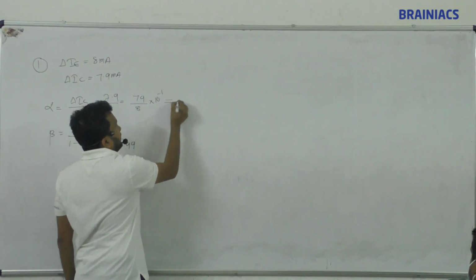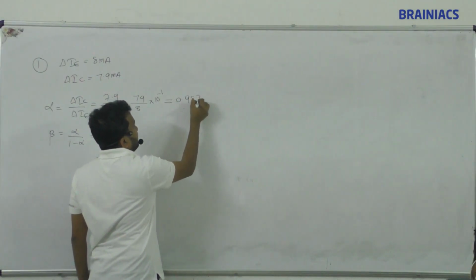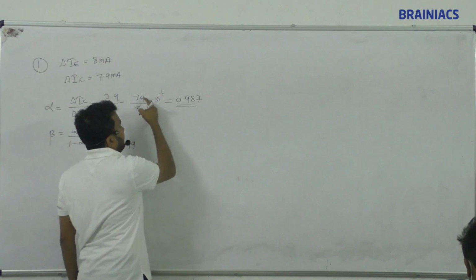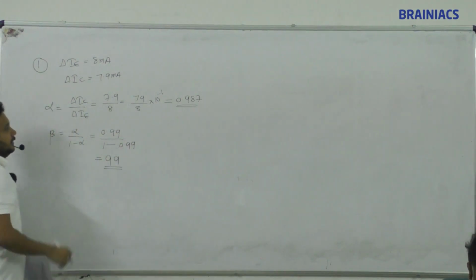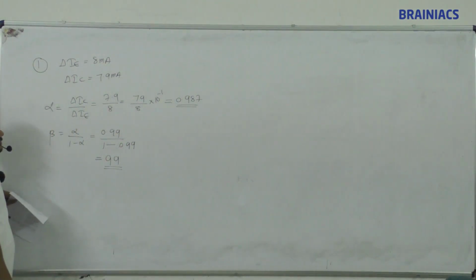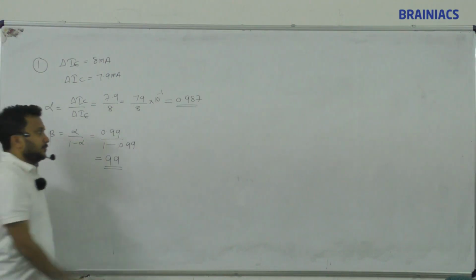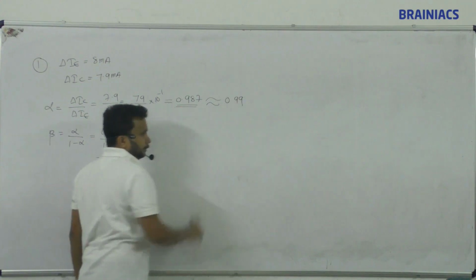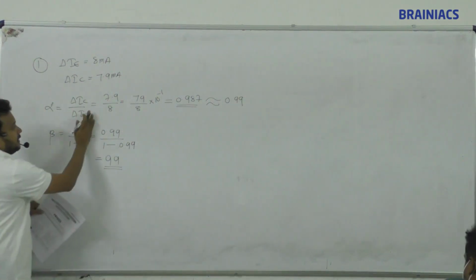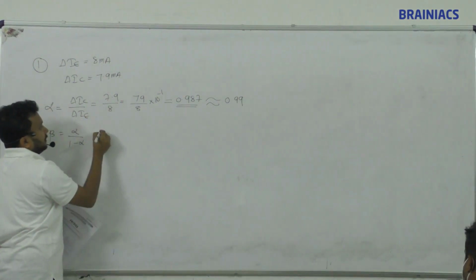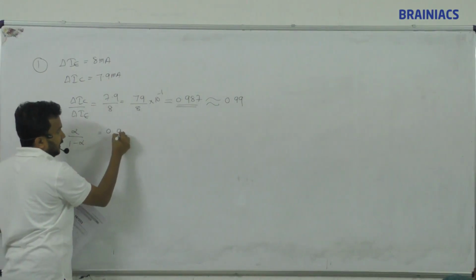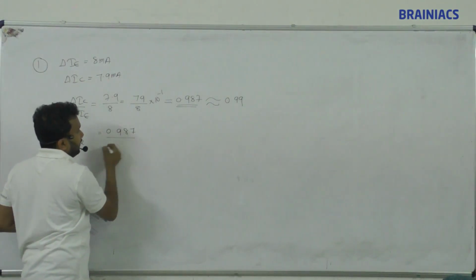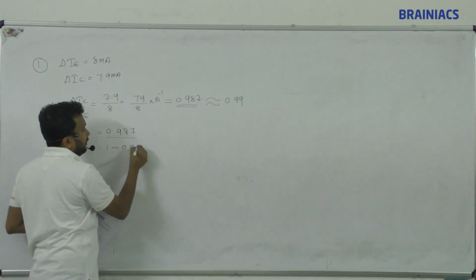The correct value is 0.987. For example, 0.987, because 79 by 8 9, 8 into 8 is 64, 0.9875. So this is approximately equal to 0.99. Okay, so if you're taking, for example, divided by 1, 0.98.